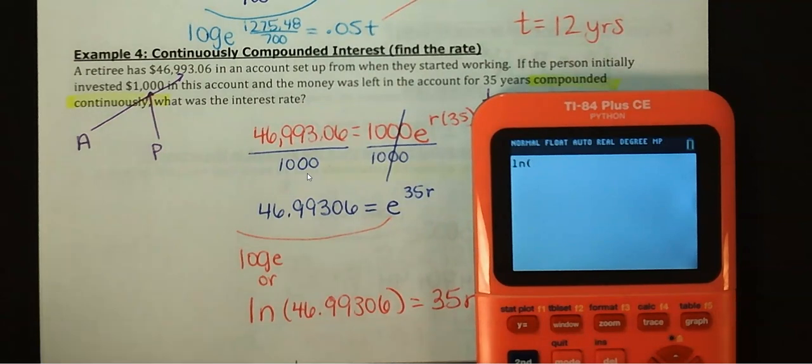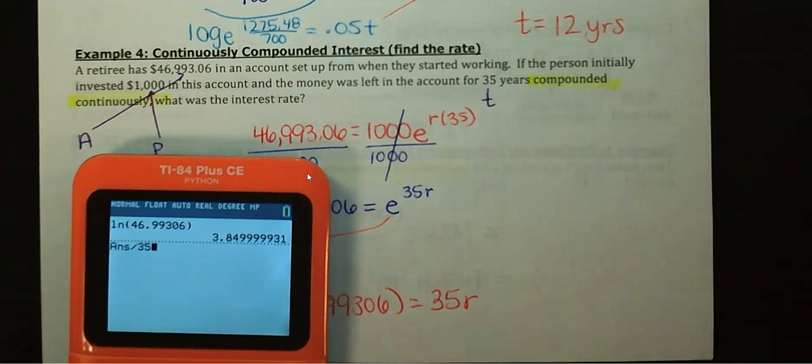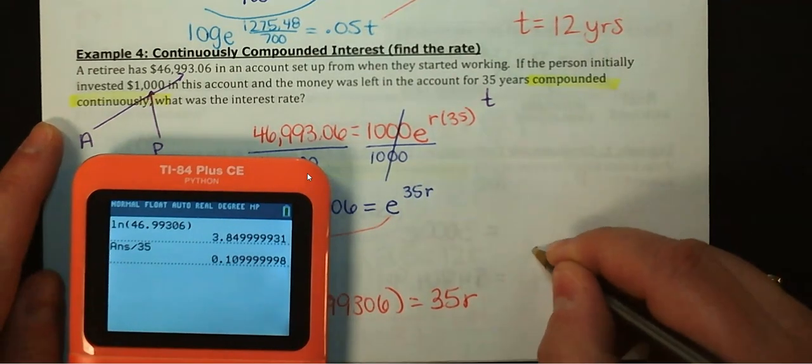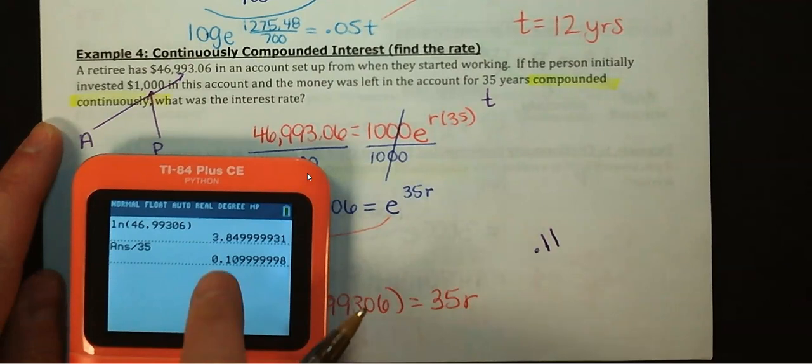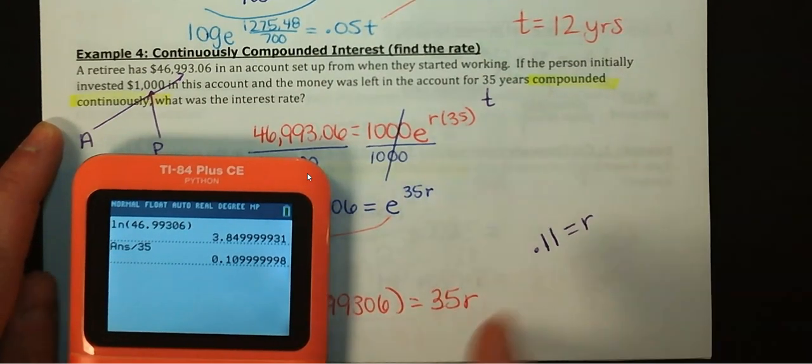So just natural log button right next to the 4, 46.99306. Just go ahead, hit equals. And then I'm going to divide that by 35. Okay, now, what would I round that to? 0.11, right? Because there you got 99999, whatever. Okay, so 0.11. Now, that is your interest rate.